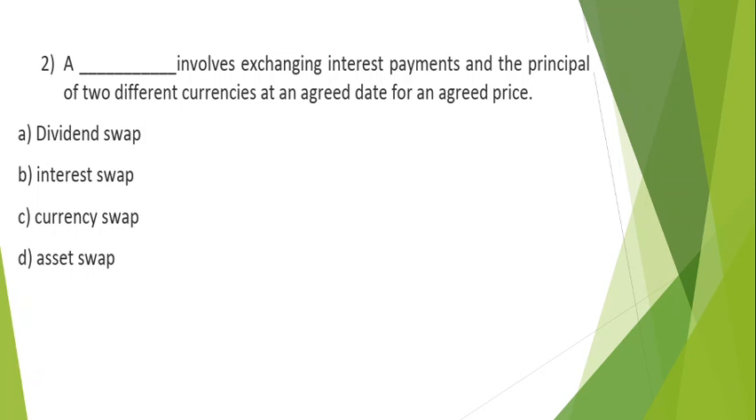Question number 2. A dash involves exchanging interest payments and the principal of two different currencies at an agreed date for an agreed price. What would be the answer for this question? Option A, dividend swap. Option B, interest swap. Option C, currency swap. Option D, asset swap. The answer, can anybody guess? The answer is option C, that is currency swap.